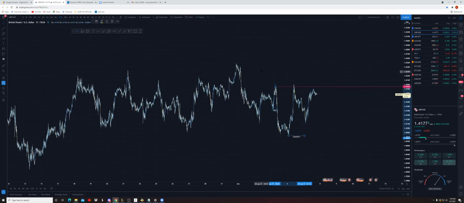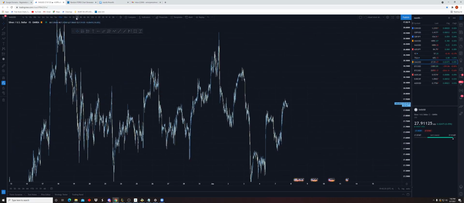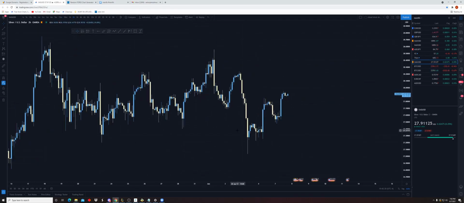So let's get rid of that. And let's go see if we can take another look at something else, something random, like silver, right? So let's delete all this. Let's go and take a look at maybe a 2 hour on silver, right? So I'm just going to show you that this can be done with absolutely any time frame and just can be played around with, right?